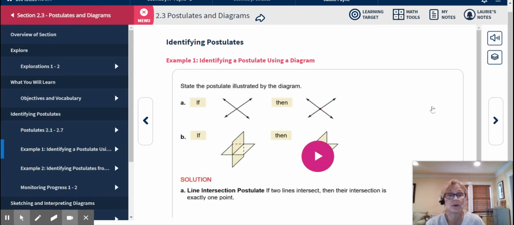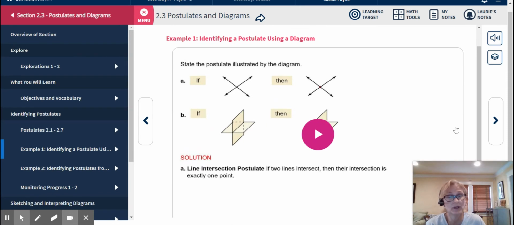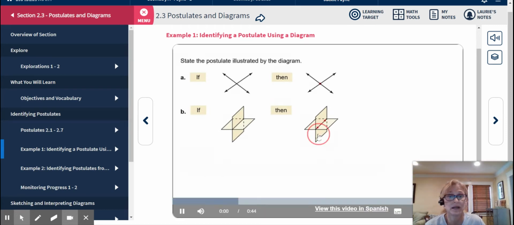So first, we're going to identify these postulates. Now I'm going to try, this is a little video, and I'm going to see if you can hear the voice. So I'm pressing play, letting it talk.